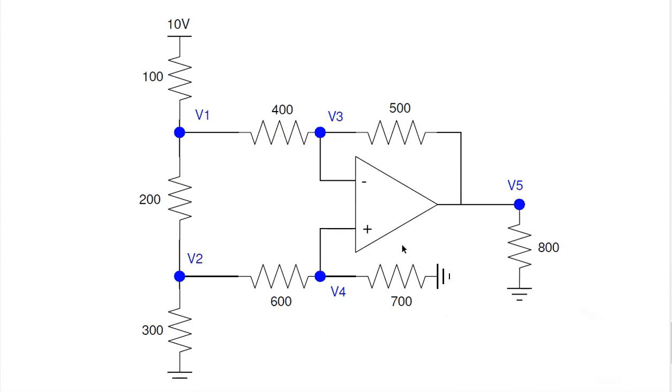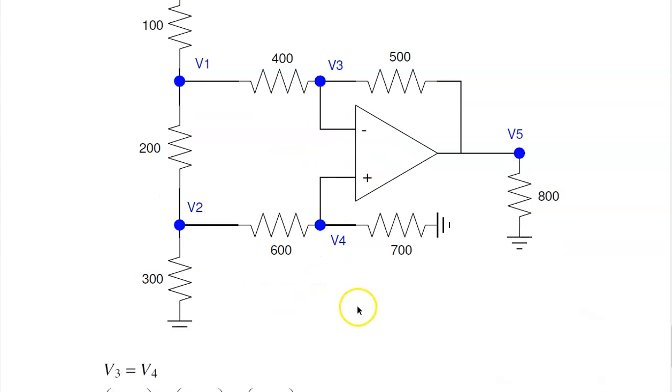Problem 5 is write the node equations. Here, to start with the output, the first equation is V3 equals V4. Then at V1, current up, down, and right add to 0. Node 2, up, down, right add to 0. Node 3, left, right add to 0. V4, left, right add to 0.